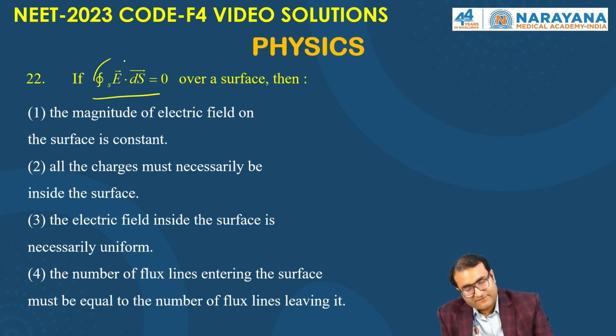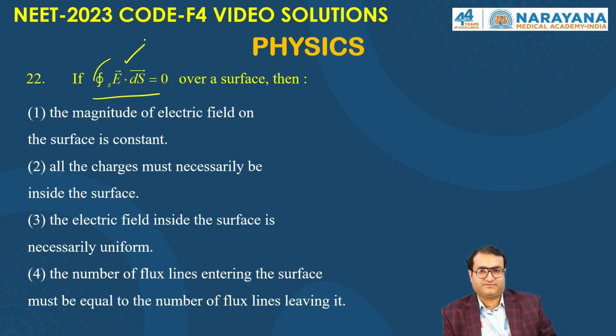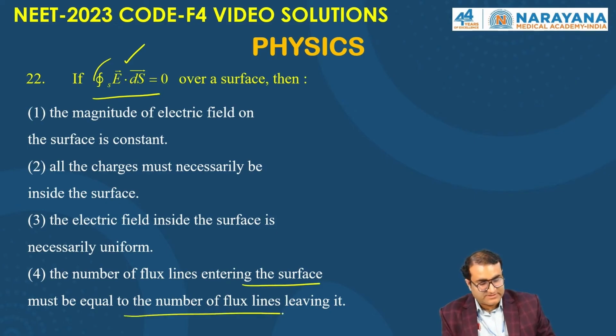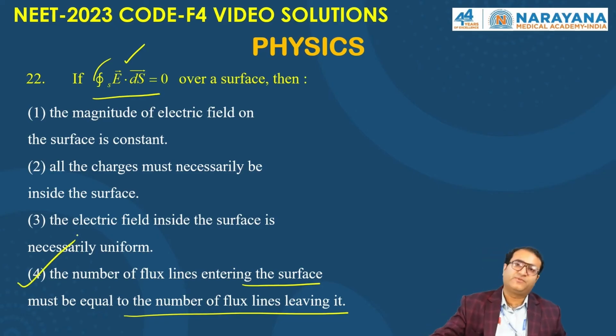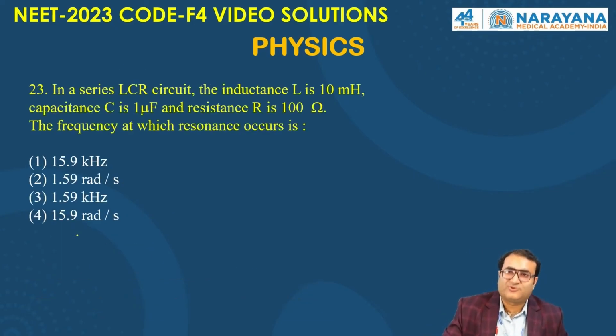It is the electric flux. Electric flux is 0. This means that net incoming flux is equal to net outgoing flux. So the number of flux lines entering the surface must be equal to the number of flux lines leaving the surface. Fourth option is correct. Let me move to the next question now.